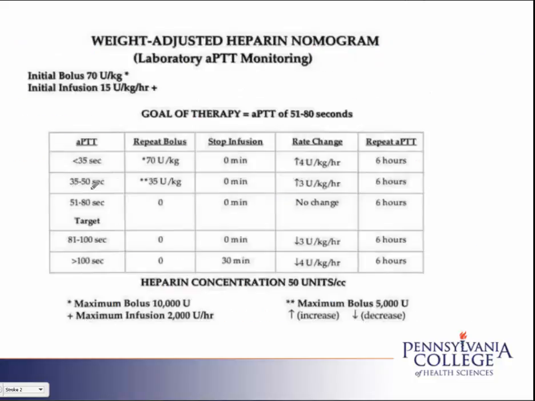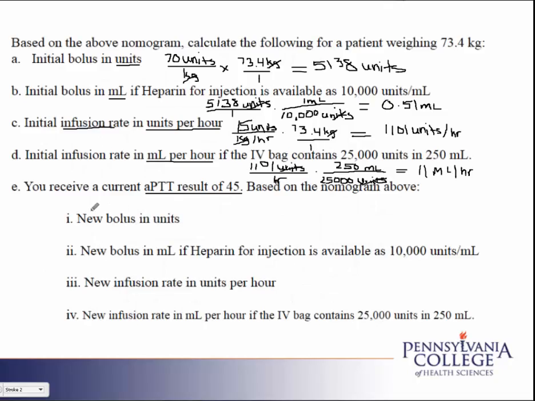45 would be between 35 and 50. In the protocol, I need to repeat the bolus at 35 units per kilogram, and I need to increase the rate by 3 units per kilogram per hour. So I'm going to go back and look what the question asked me to calculate with these numbers in mind. First is the new bolus.